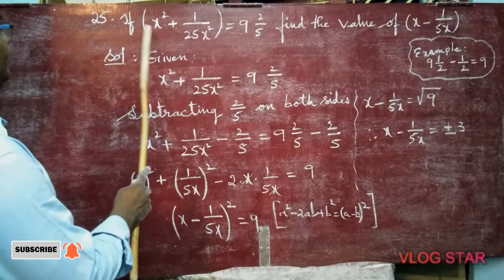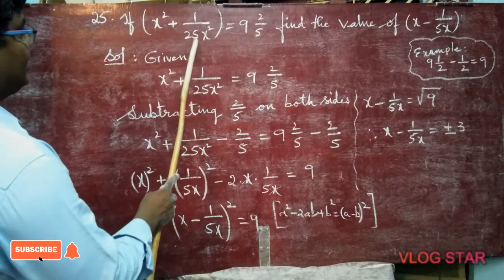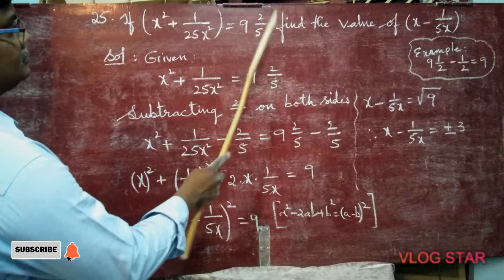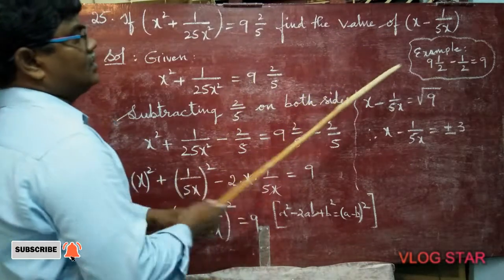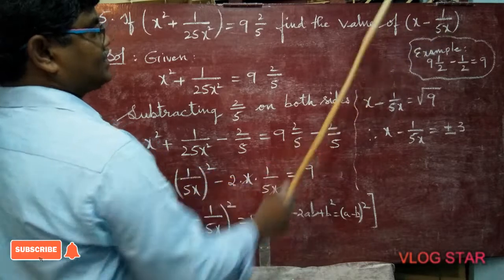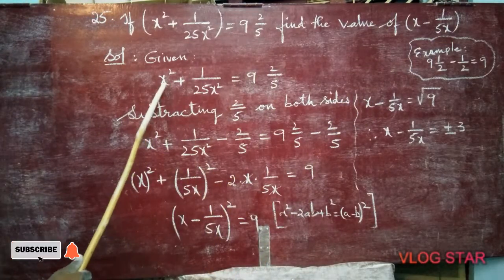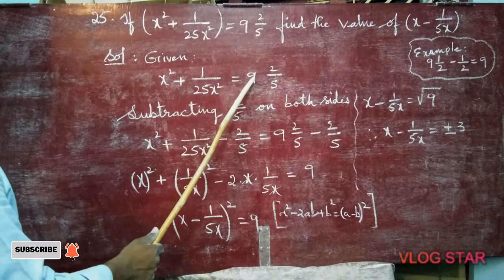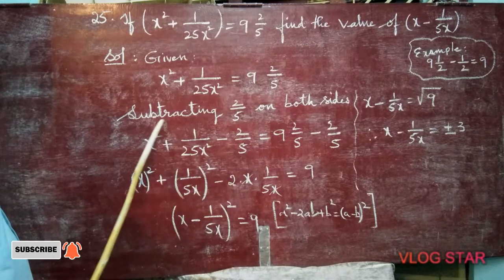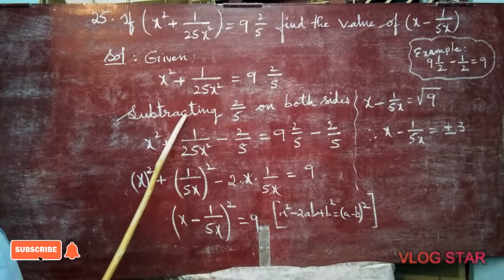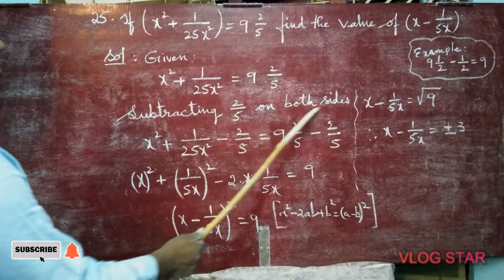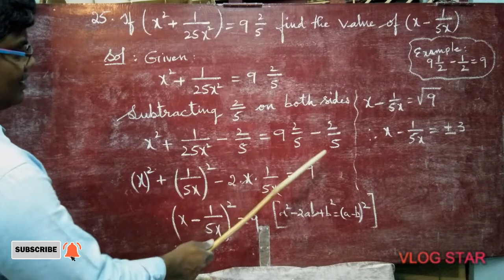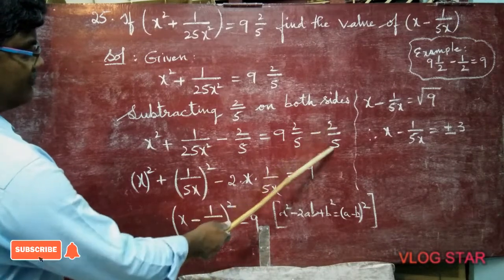25th problem. If x square plus 1 by 25x square is equal to 9 2 by 5, mixed fraction, find the value of x minus 1 by 5x. Solution. Given: x square plus 1 by 25x square is equal to 9 2 by 5. Subtracting 2 by 5, you have to subtract 2 by 5 on both sides: minus 2 by 5 on the left side, and on the right side also minus 2 by 5.